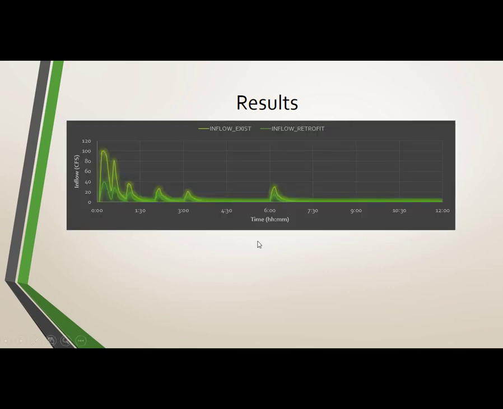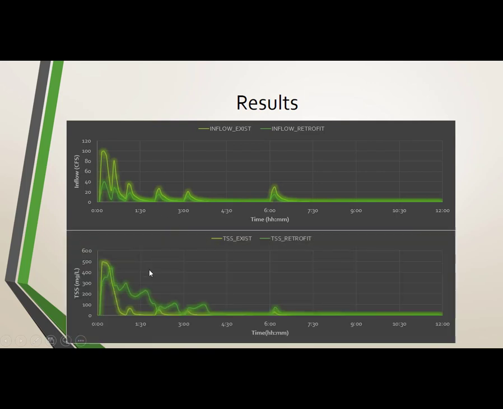So this is a time series of the outfall, in which we are looking at the flow that is collected at the outfall, which is the inflow. The upper part is the existing condition, in which we see that the peak inflow was around 100 CFS, and then it's consistently higher than the inflow that we got in the retrofitted condition. The other one is the total suspended solids, and we can see that the highest level is higher in the existing condition, and then it got reduced in the retrofit condition.